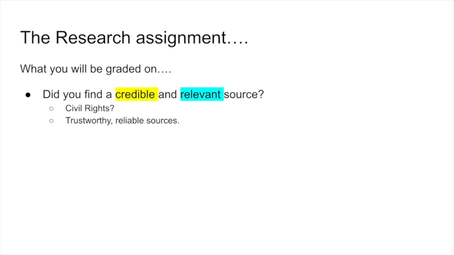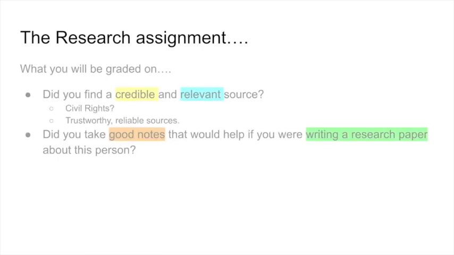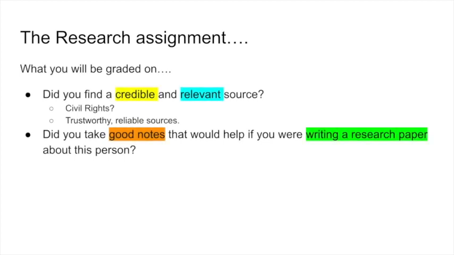But let's talk about what I mean by relevant. Relevant means that it relates specifically to the topic at hand. So if you're looking up the name of somebody and you find a person who's a NASCAR driver and you can't find anything about civil rights, but you just put the information down, you've probably found somebody with the same name who was not the person we were looking for. So make sure that when you're searching, you're searching for a person with that name who is also a civil rights leader or has something to do with civil rights, and that your sources are trustworthy.